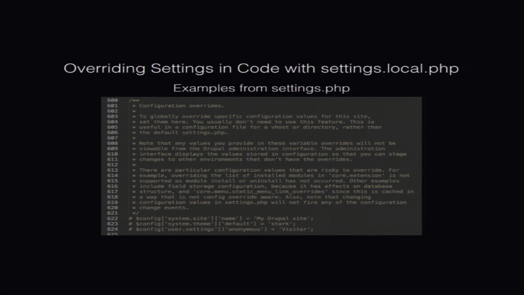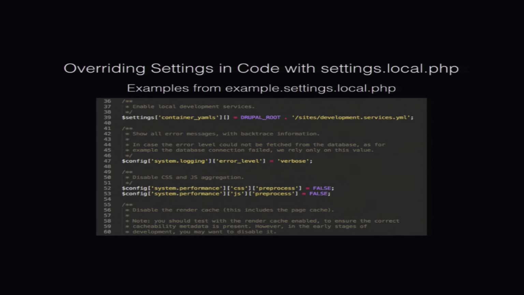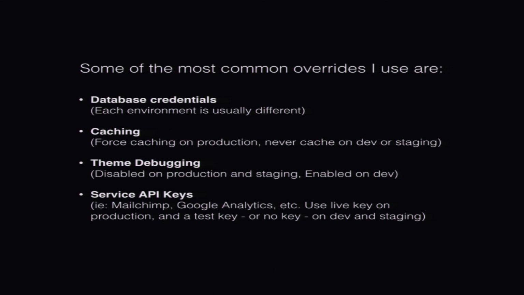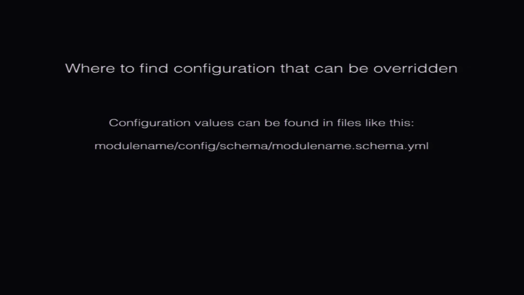So the settings.php has some examples like your site name, your system theme, user settings. Those have been there since Drupal 7 and are totally useless. The relatively new example.settings.local.php that comes with Drupal 8 has some much more helpful and useful examples. These are the ones that I'm going to show you how to do right now: overriding database credentials, overriding caching, theme debugging, and service keys.